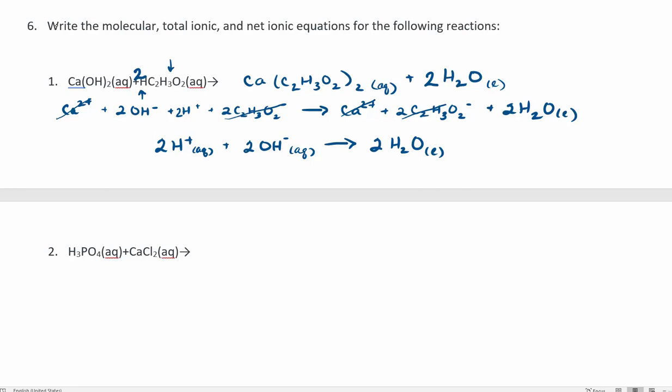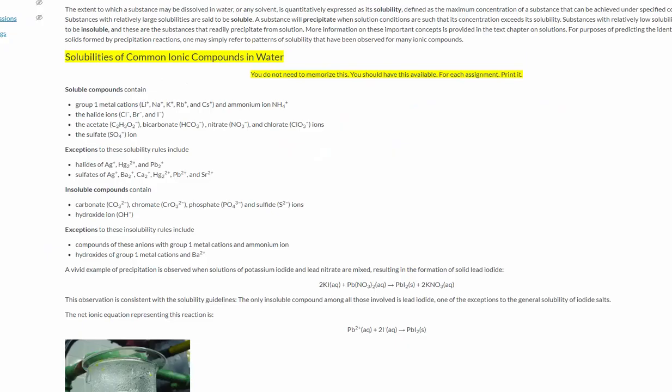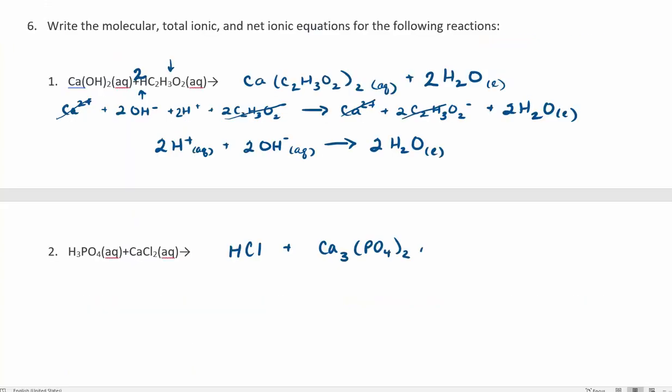So now we're going to have phosphoric acid and calcium chloride. So the molecular equation is when we do our double replacement reaction here. So I'm going to make HCl and calcium phosphate. So I'm going to have a 3 here, PO4 2. I'm going to check my solubility rules for phosphates. So phosphates are usually insoluble. Therefore, that is going to be a solid. This is going to be aqueous.